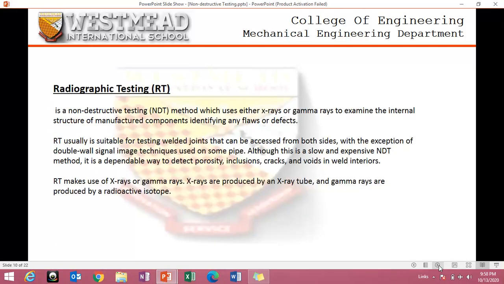The fourth one is radiographic testing, or RT. It is a method which uses either X-ray or gamma rays to examine the internal structure of manufactured components, identifying any flaws or defects. Radiographic testing is suitable for testing welded joints that can be assessed from both sides, with the exception of double-wall single image techniques used on some pipe. Although this is a slow and expensive non-destructive testing method, it is a dependable way to detect porosity, inclusions, cracks, and voids in weld interiors.